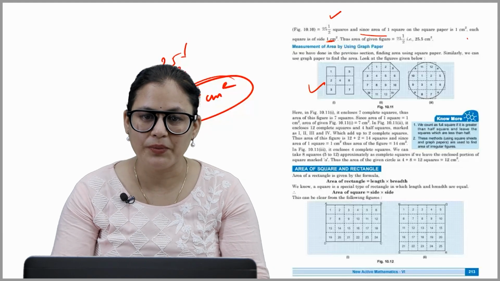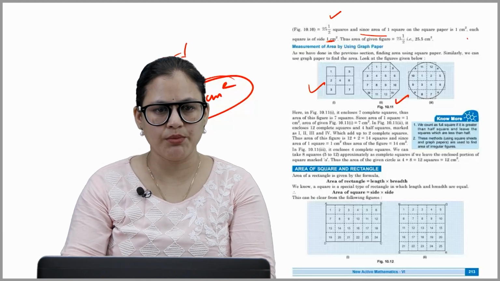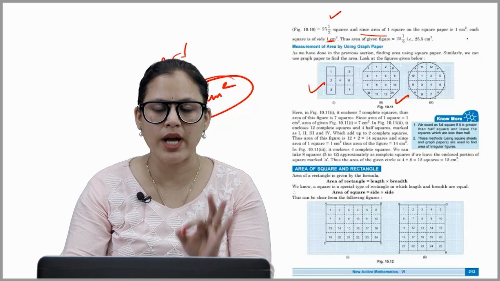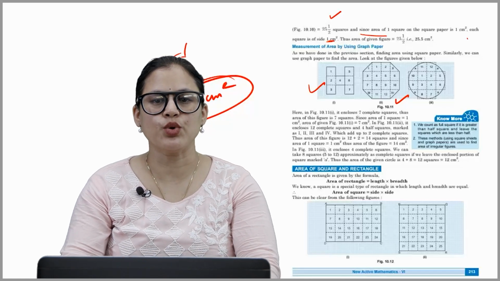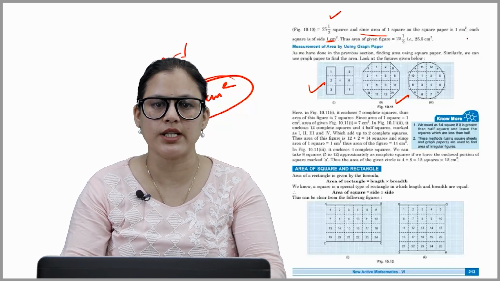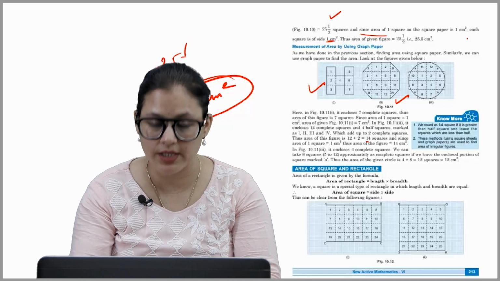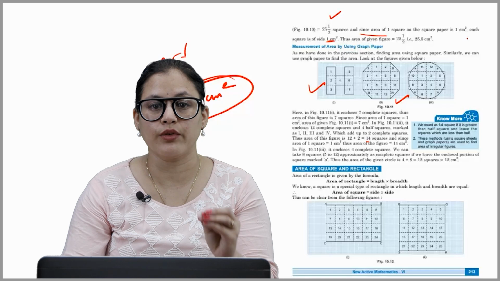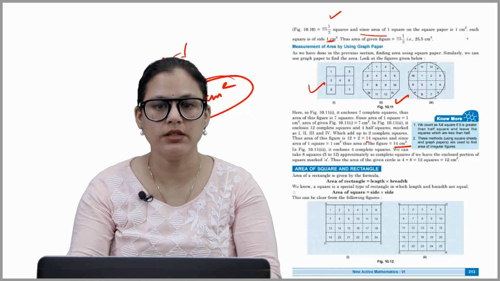In figure 10.11 second part, it encloses 12 complete squares and 4 half squares marked as 1, 2, 3 and 4, which add up to 2 complete squares. Thus, area of this figure is 12 plus 2 is equal to 14 squares, and since area of one square is equal to 1 centimeter square, thus area of the figure is equal to 14 centimeter square.